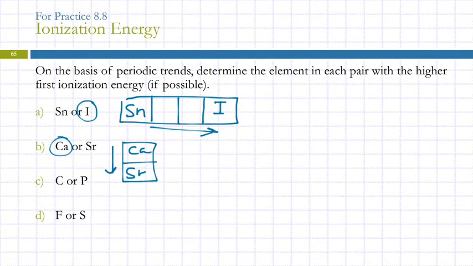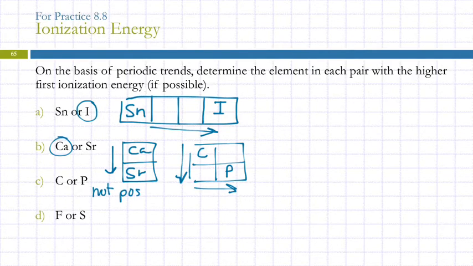Carbon and phosphorus is one of those. So there's carbon, here's phosphorus. Going across, we would predict that phosphorus is harder because it's smaller. But if we look at the trend going down, that says that phosphorus is larger than carbon, and carbon would have the larger ionization energy. So, not possible to tell. But if I had to choose, I would probably choose carbon. Carbon? No. Phosphorus. Yeah, I would have to choose phosphorus.